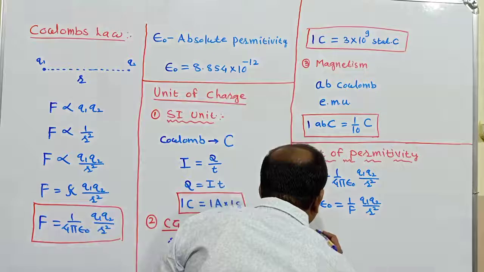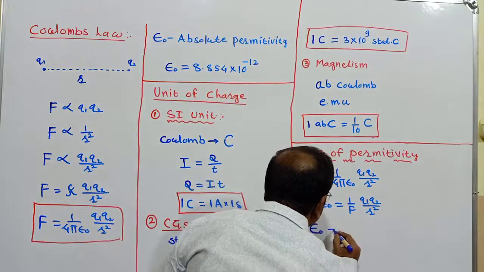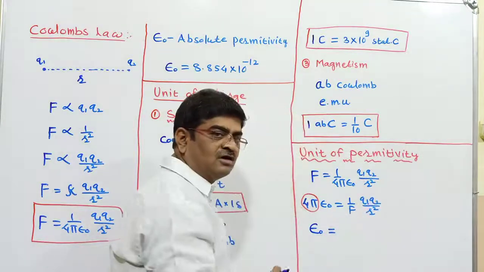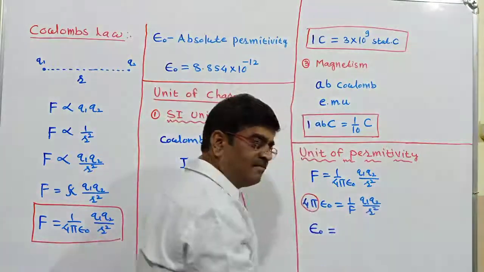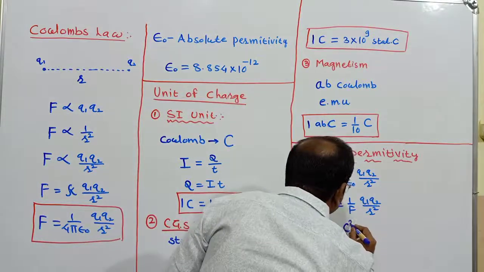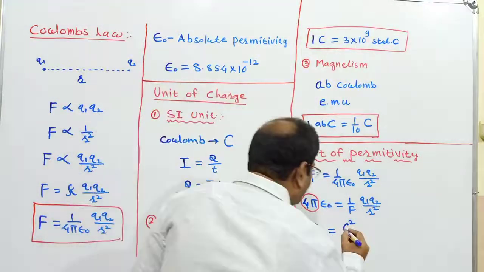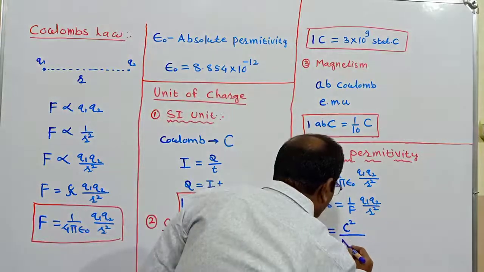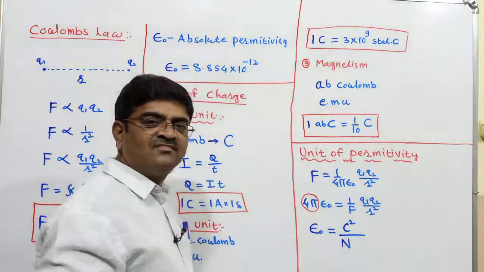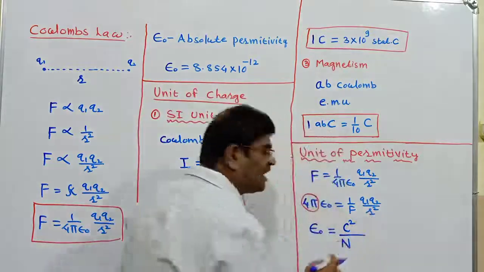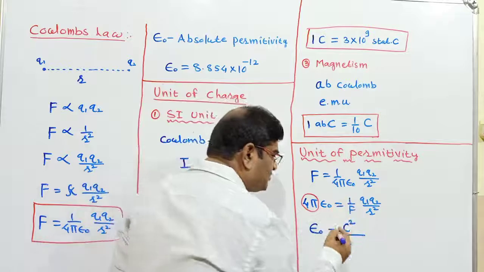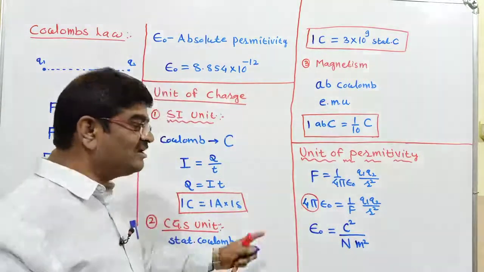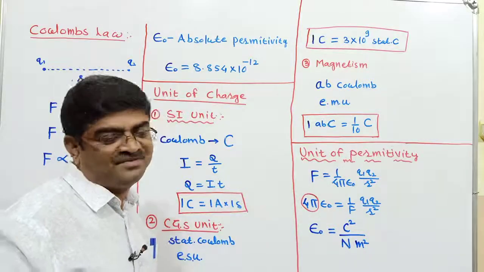And I write then permittivity equals the unit of the product of charges I have got. So obviously coulomb into coulomb, I write it as coulomb square, divided by force I have got. Unit of force I know, Newton. Meter square I have. Sorry, distance square I have. Unit of distance is meter. Meter square I can write. And thus I have now arrived at the unit of permittivity.